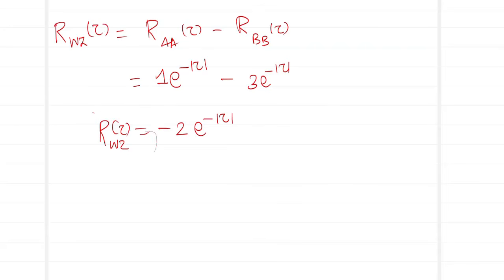So we have calculated the cross correlation between the two random processes W and Z in this way. I hope you can easily apply these properties of cross correlation to your problems.